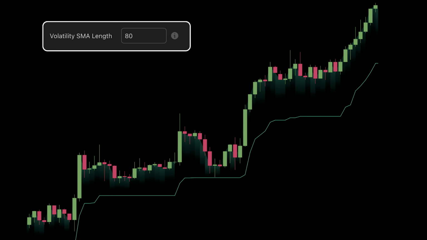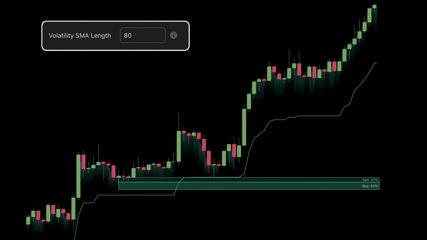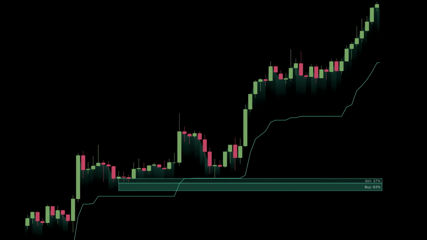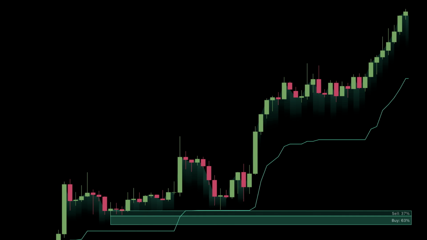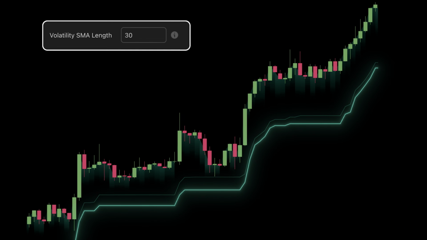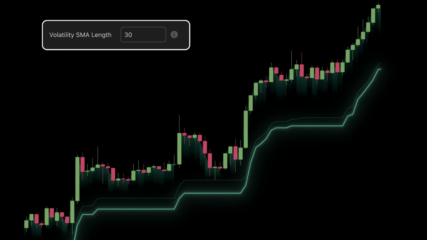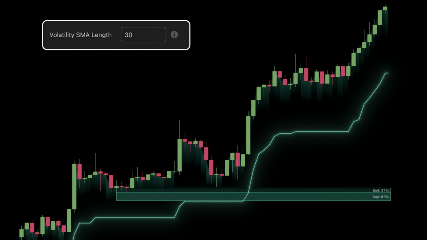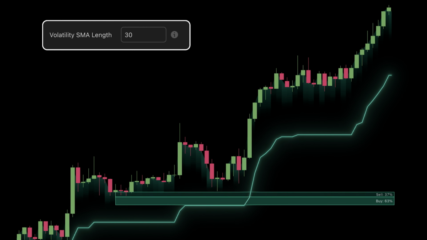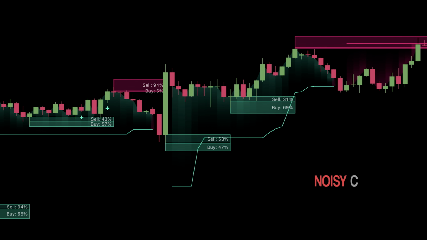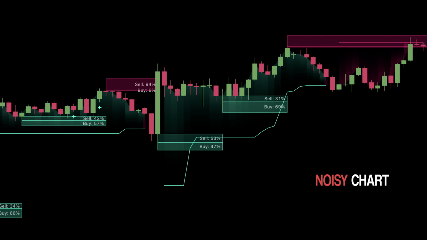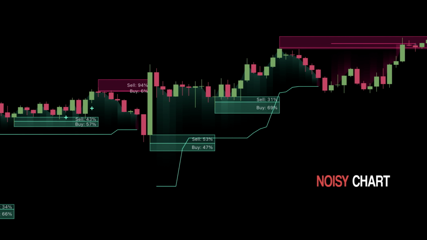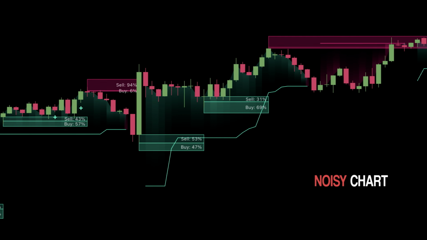Raise it, and you're averaging over more candles, so the zones come out bigger and slower to form. In plain terms, you get fewer chunkier zones that don't react to every small wobble in price. Lower it, and you're averaging over fewer candles, so the zones shrink and shift with whatever's happening right now. In plain terms, you get quicker, tighter zones, but on a genuinely noisy chart, they can flicker around more than you'd like.